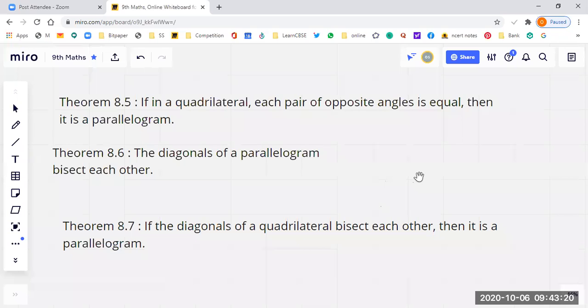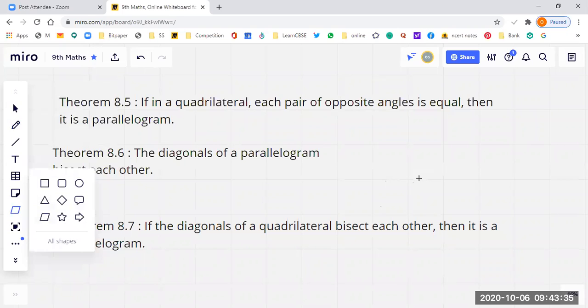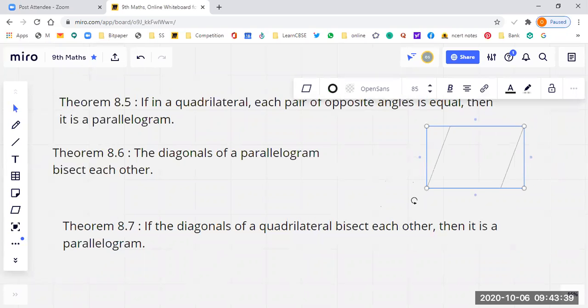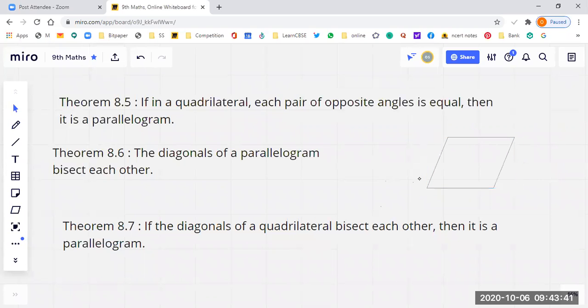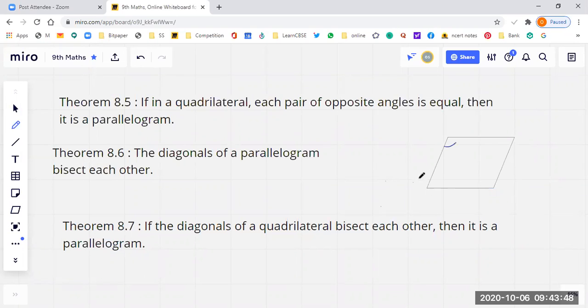I'll just draw it for you. One minute. So if opposite angles are equal, then it says it's a parallelogram, right? We can draw it like this. Students, if this is a parallelogram, it's a little bigger in size, we can make it smaller. So what are the opposite angles? I'll just tell you. So these are the opposite angles.